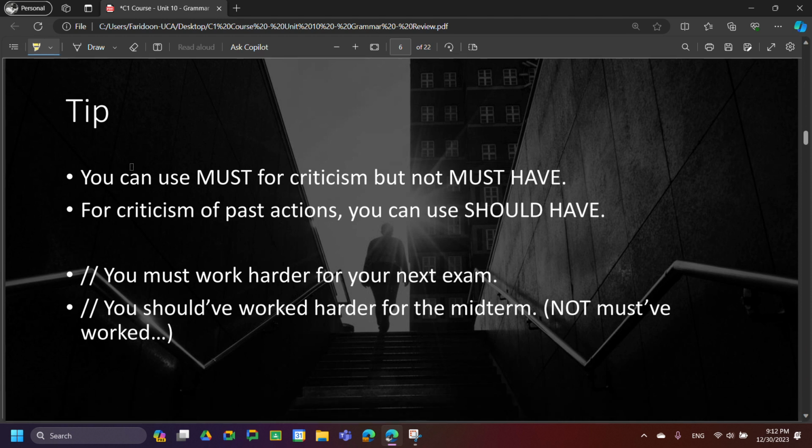Okay, so a tip now: you can use must for criticism, but you cannot really use must have for criticism. For criticism of past actions, you can use should have, which is much better. So if we check the example now, you must work harder for your next exam, right? So must in here is okay, it can work, but when you want to say it in the past, you cannot really say you must have. You cannot say you must have worked harder for the midterm. You can say you should have worked harder for the midterm if you're talking about criticism, okay?